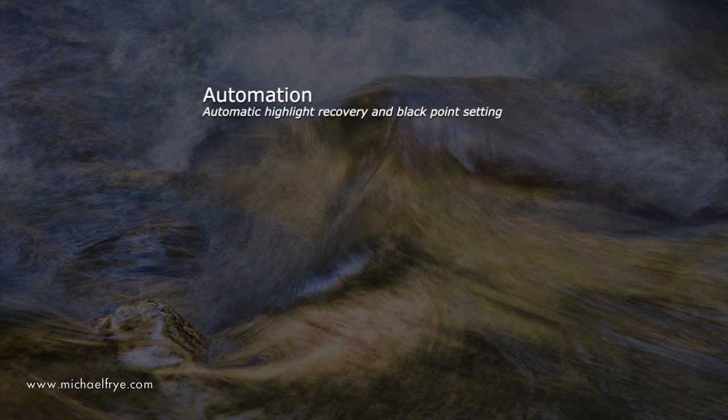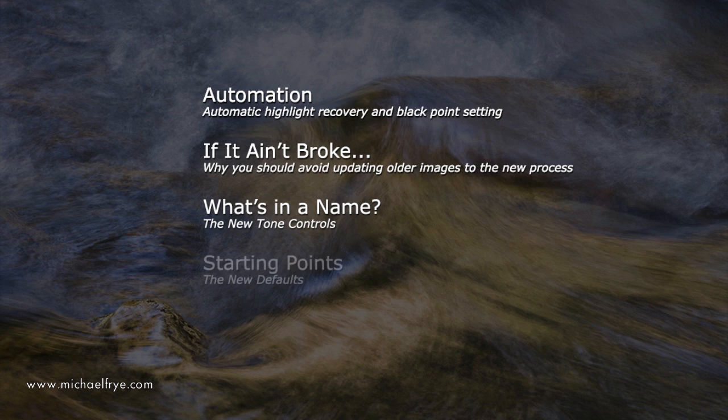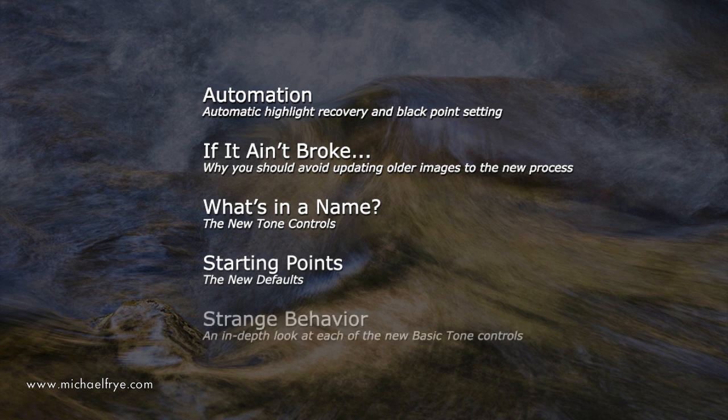So in this first segment, we're going to start with one of the changes, the automatic highlight recovery and black point setting in the new process. And I'll talk about why you might not want to update older images to the new process. The new tone controls have some new names and some old names, but the behavior for all these tools has changed, so we'll look at that. We'll also look at the default settings, which really are the same as the old ones, just the numbers have changed. And we'll take an in-depth look at each of the new basic tone controls and how they really work.